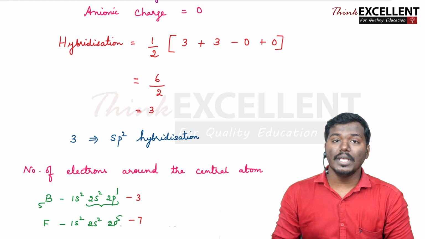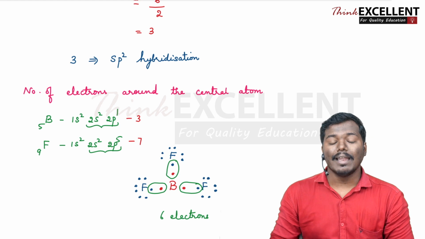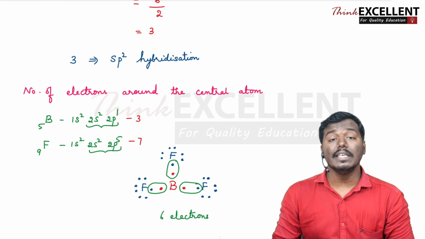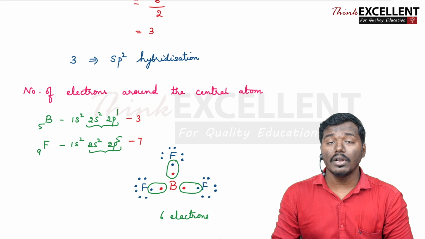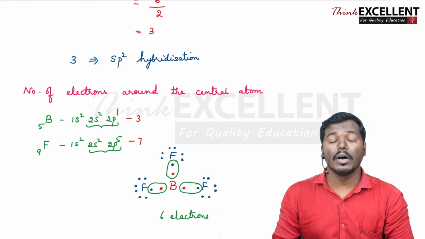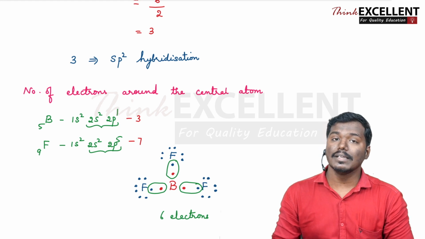central atom. So in the BF3 molecule, boron is having 3 valence electrons and fluorine is having 7 valence electrons. So here you can see that each electron of boron, that is the 3 valence electrons of boron, is forming one bond with the fluorine. So here you can see 3 bonds are formed. So in these 3 bonds there are 6 electrons. So the boron which is the central atom is having 6 electrons. So it is sp2 hybridized as well as the number of electrons around the central atom is 6.